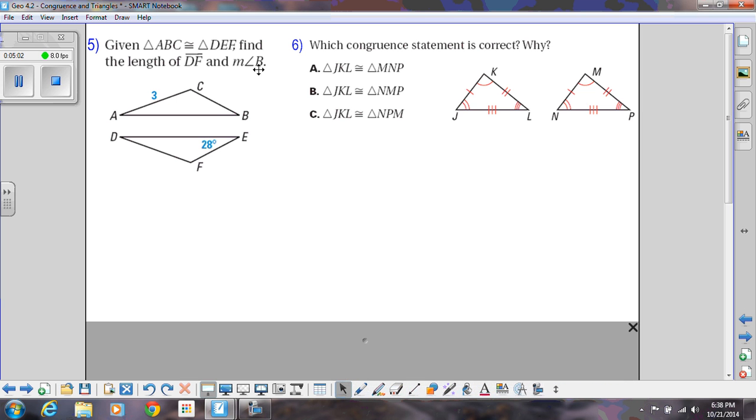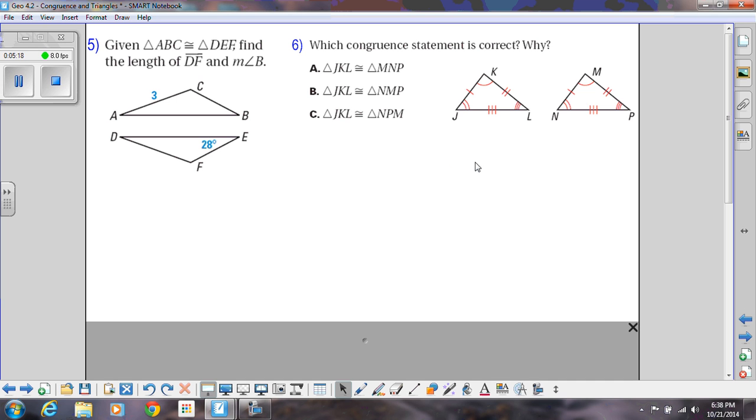Likewise, angle B is going to be congruent to angle E because angle B, that's the middle letter, is going to be congruent to the angle, the middle letter here. So they marked angle E as 28 degrees. That means B is also 28 degrees.